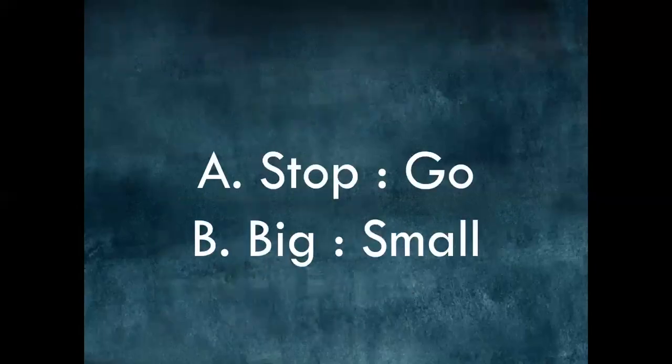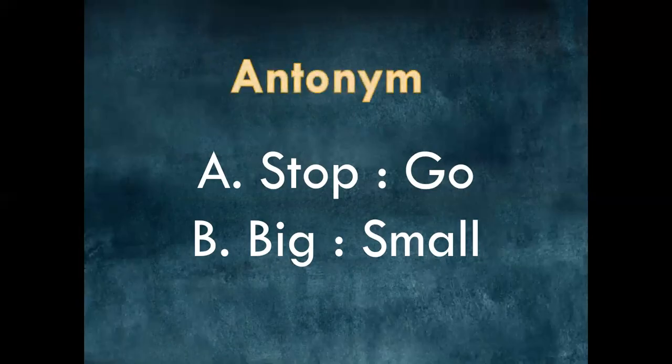How about this example? What analogy would you like to tell me? Or what are the word relationships of these pair of words? Stop is to go, big is to small. You are correct. These verbal analogies would show us antonyms or opposite meaning.